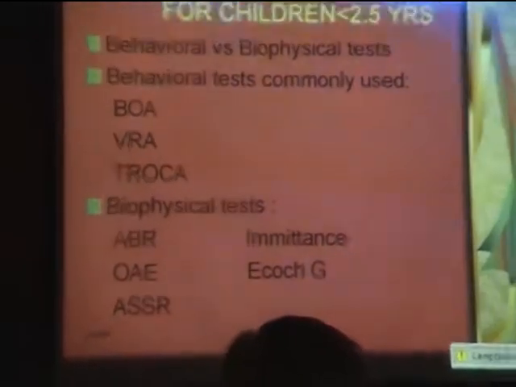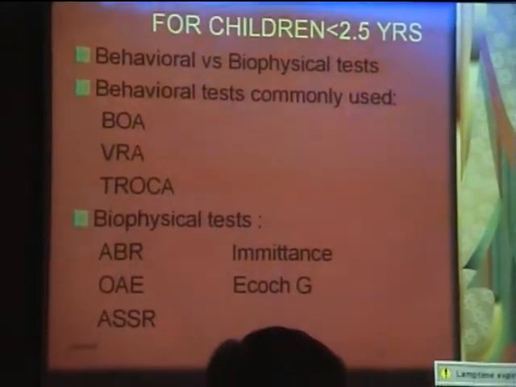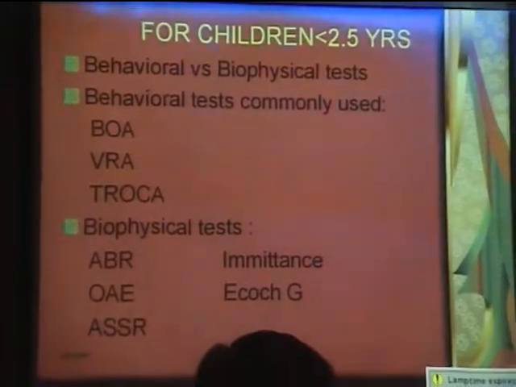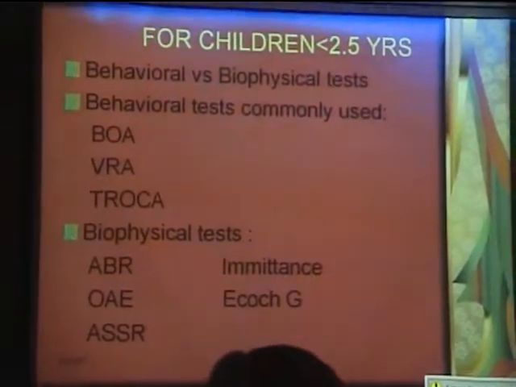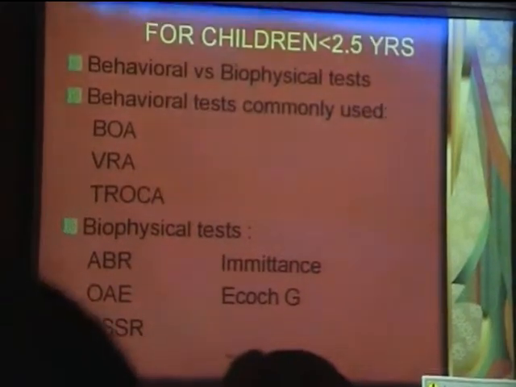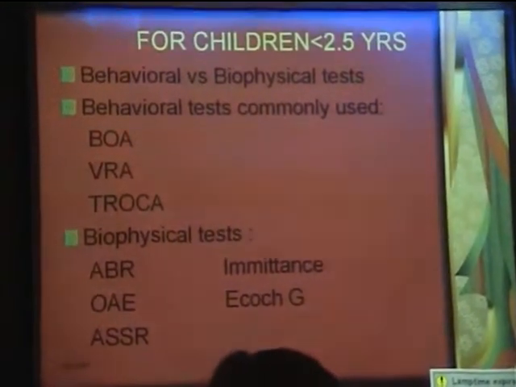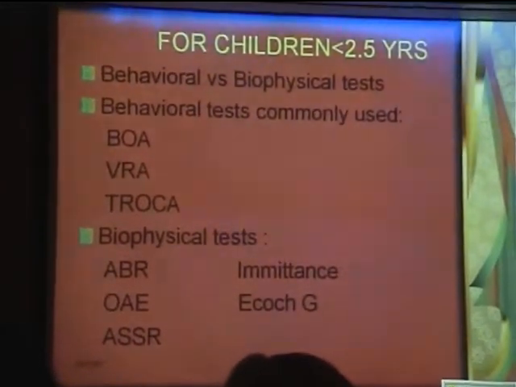For children less than 2.5 years of age, we have two types of tests, biophysical tests and behavioral tests. The behavioral tests commonly used are behavioral observation audiometry, wherein we will look at the various responses which we just heard from Mrs. Sanghi before. We will observe these responses in a child, compare them to the expected responses in a normal infant, and try and get an idea about the child's hearing status.